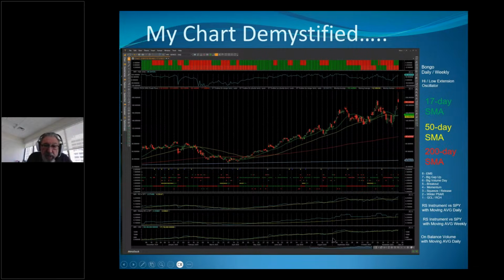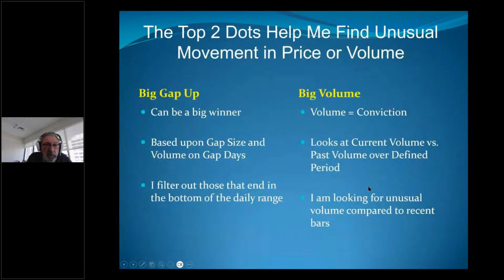And then here's on balance volume. So here is a large laundry list of indicators on one chart, but they serve a purpose of helping me identify stocks that are setting up and getting ready to move.